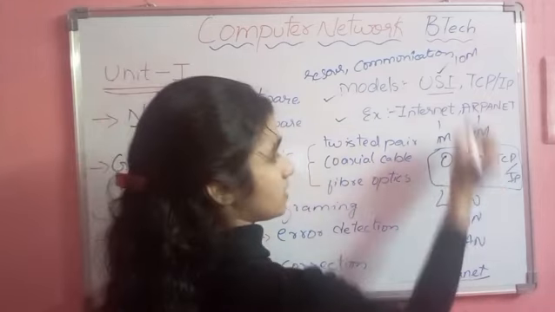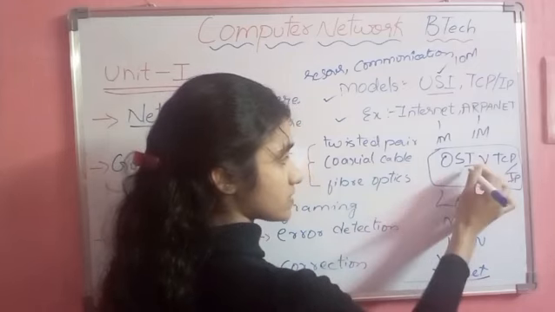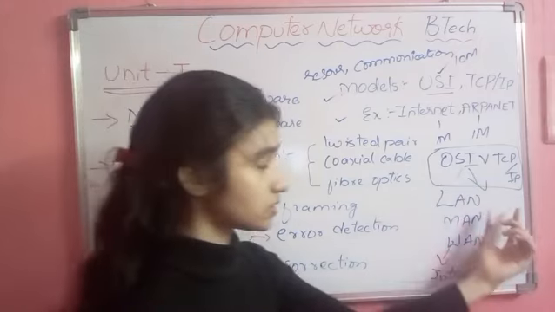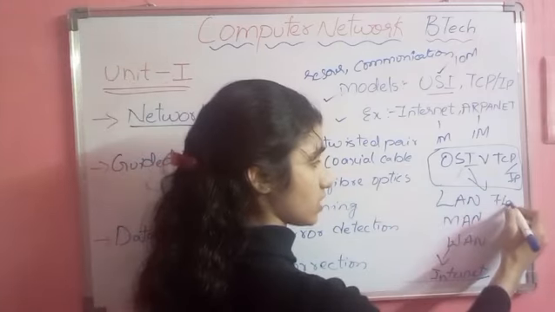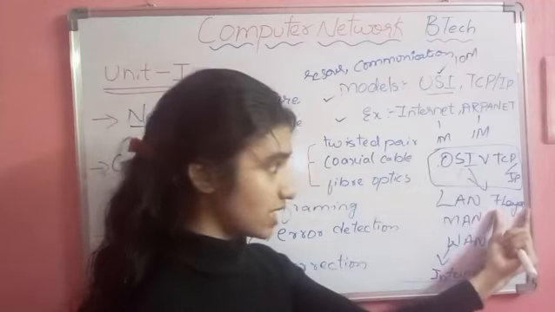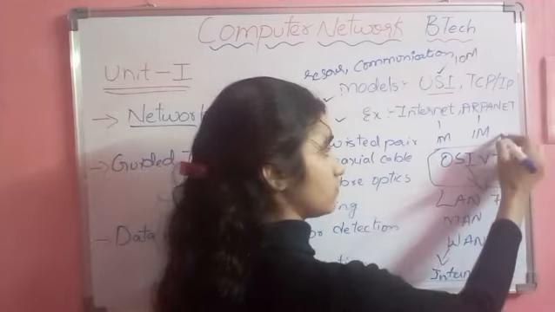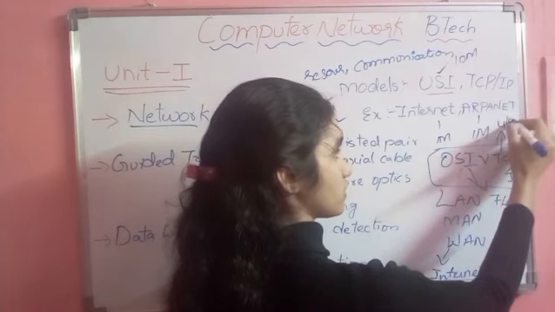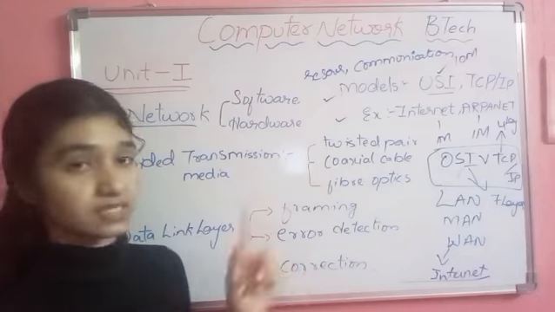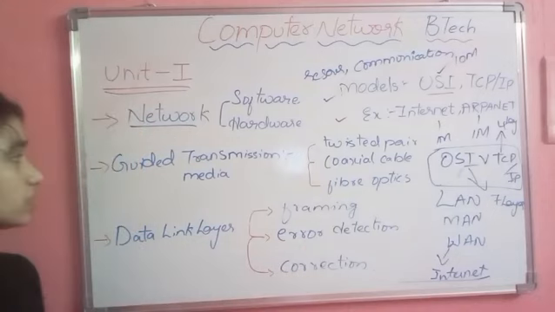Whenever you write about the OSI model, whenever you draw it, you have to draw the OSI model with the 7 layers, so make sure to know this. The TCP/IP model will have the 4 layers. This step will help you to gain extra marks in the final exams, so make sure to note it.